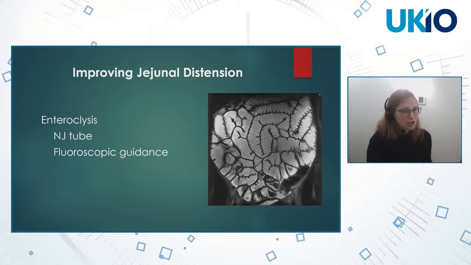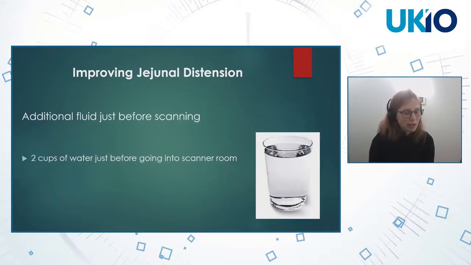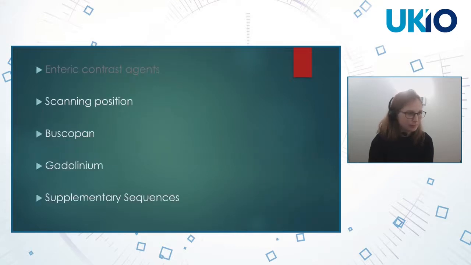In terms of jejunal distension, it's often the least well distended part of the small bowel on the study. If you want to go the whole hog and get really excellent distension of the jejunum, you're going to be looking at having to put down an NJ tube and slowly drip in the contrast as an enteroclysis study, which is extremely time consuming for the patient and for the scanner, and incurs a radiation dose as well, because you're going to need fluoroscopic guidance to get that tube down. Actually, what I found is that just giving the patient an extra couple of cups of water just before they go into the scanner room often is enough to give you sufficient jejunal distension.